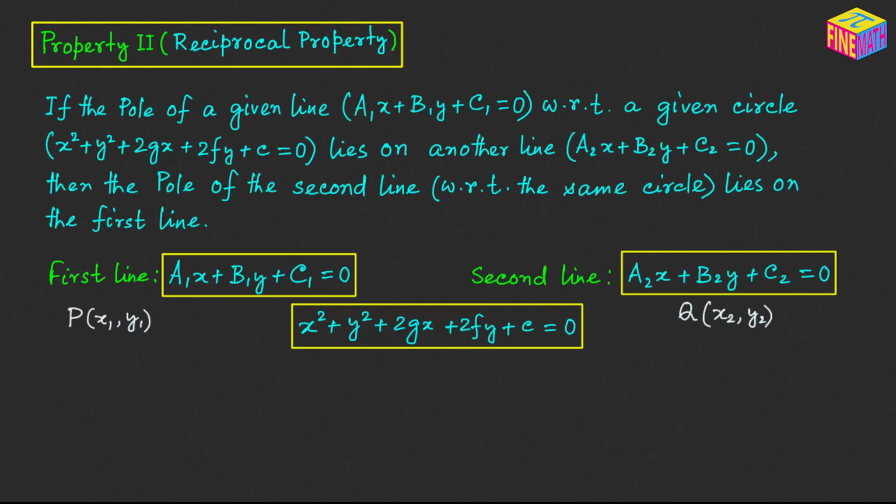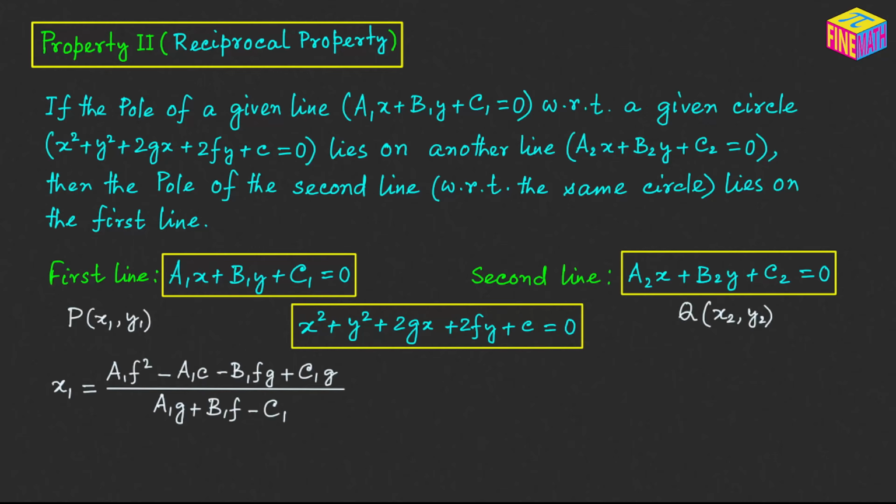Now from the given equations of the straight line and the circle, let's try to find out the values of x sub 1 and y sub 1 that we just saw a minute ago. The value of x sub 1 would look like this. I am simply using the formula that we just derived, and similarly the value of y sub 1 can be written like this.